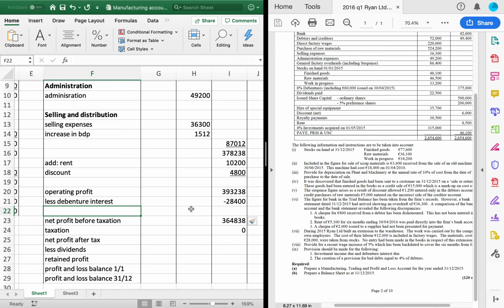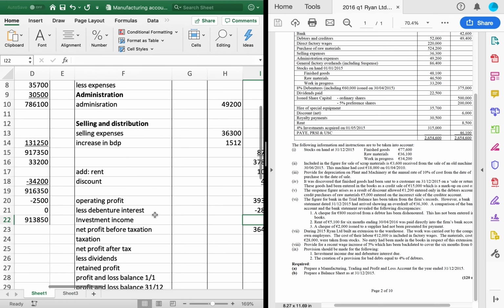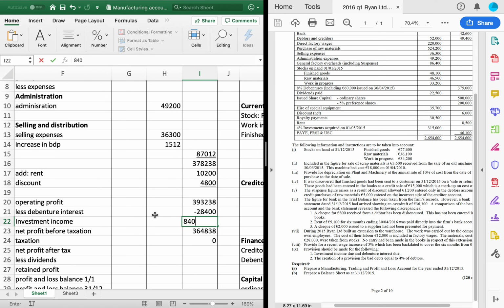So we're putting in our investment income, which we have to add on, which again we worked out in the workings. So that's 8,400. So obviously take away your interest, add on your investment income. There's no tax, so it's 373,238. There's dividends. I don't think there. Again, I'm not sure if there is any dividends, but we'll see. There is dividends paid 22.5.